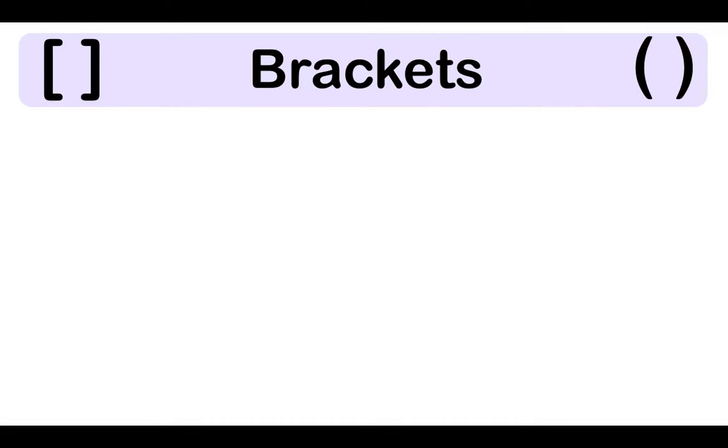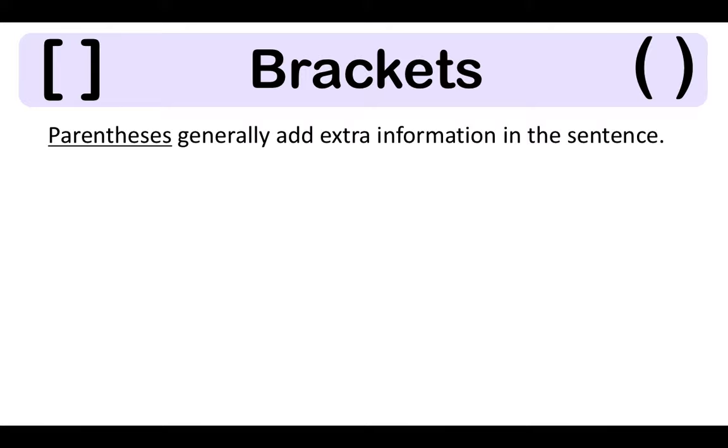Brackets. Brackets come in pairs and are used to add extra information to a sentence. This extra information can be a word, a phrase, or even an entire sentence. There are two types of brackets. The first type is parentheses.